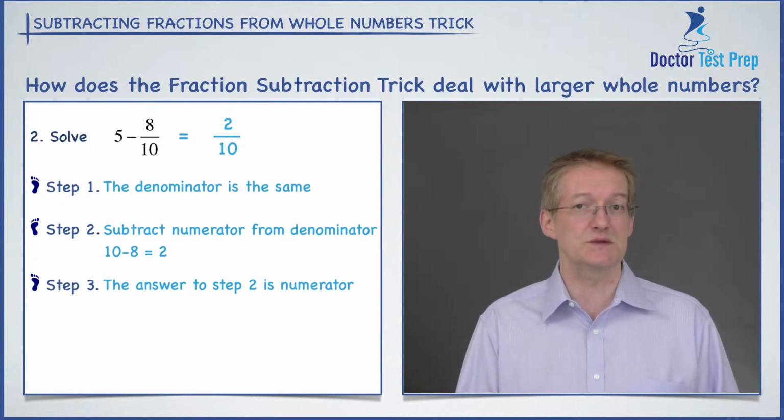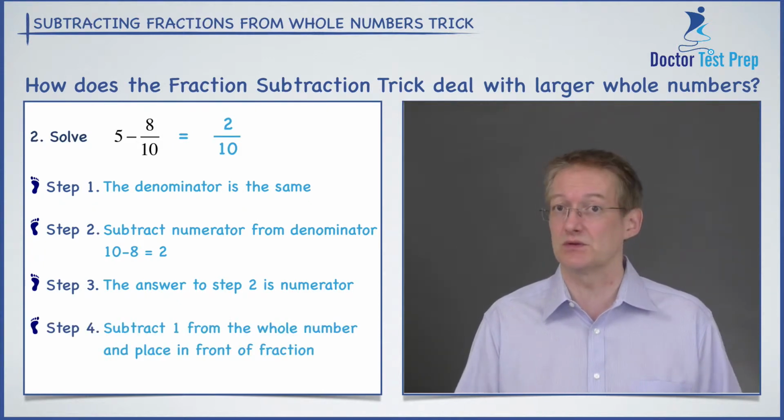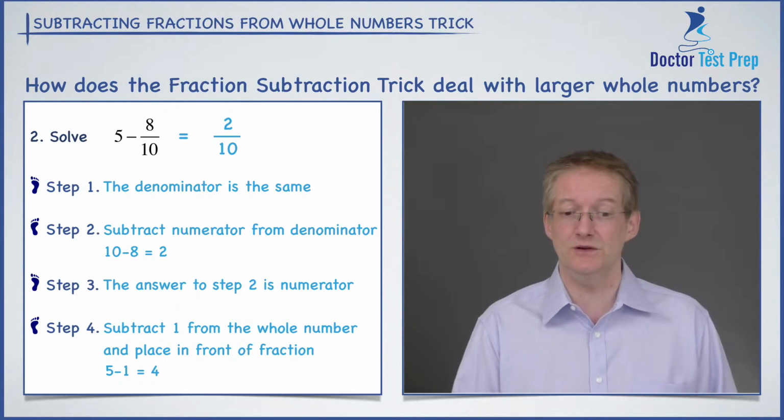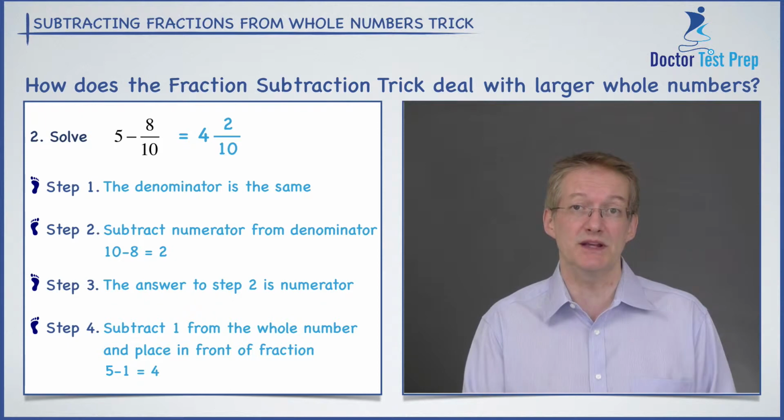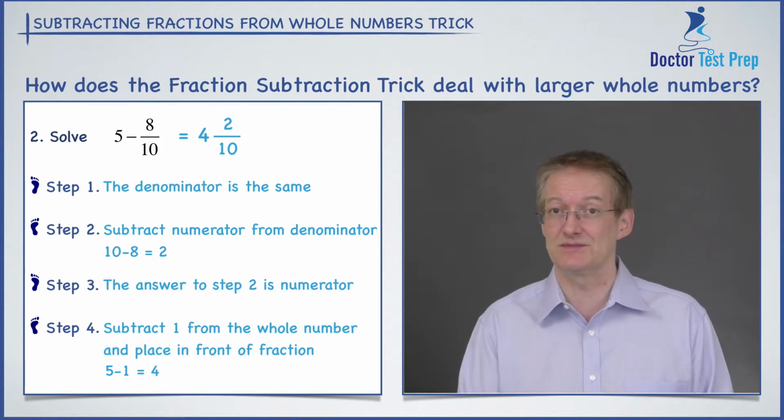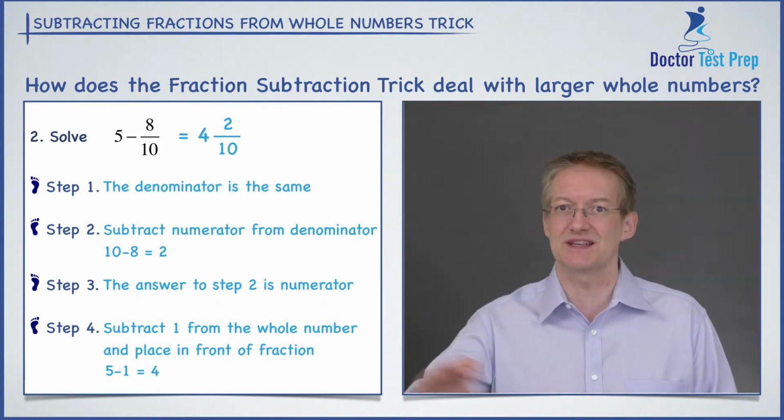So all we do now is we subtract 1 away from the whole number. So 5 take away 1 gives me 4, and we place that in front of our fraction. So our answer is going to be 4 2/10, or 4 1/5 if you want to reduce that further.